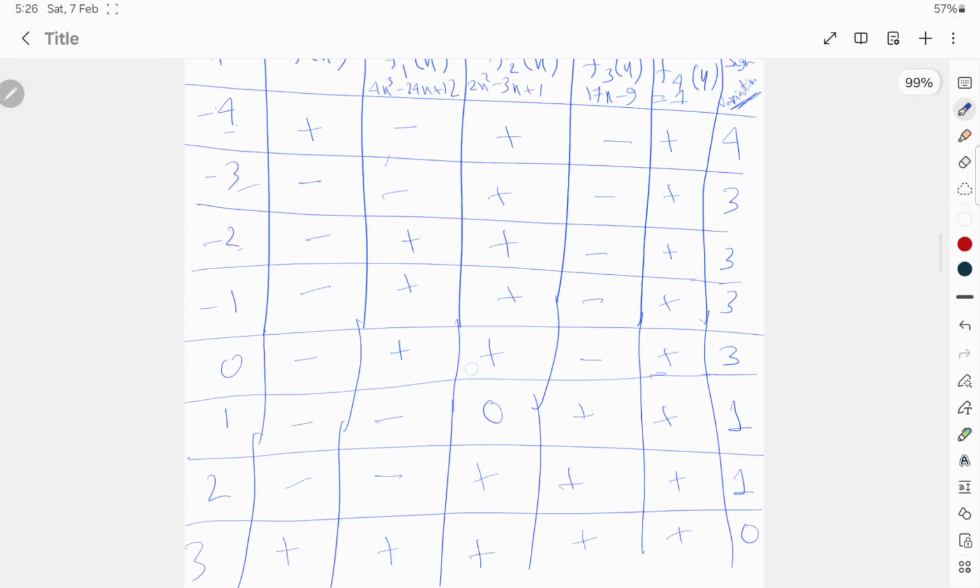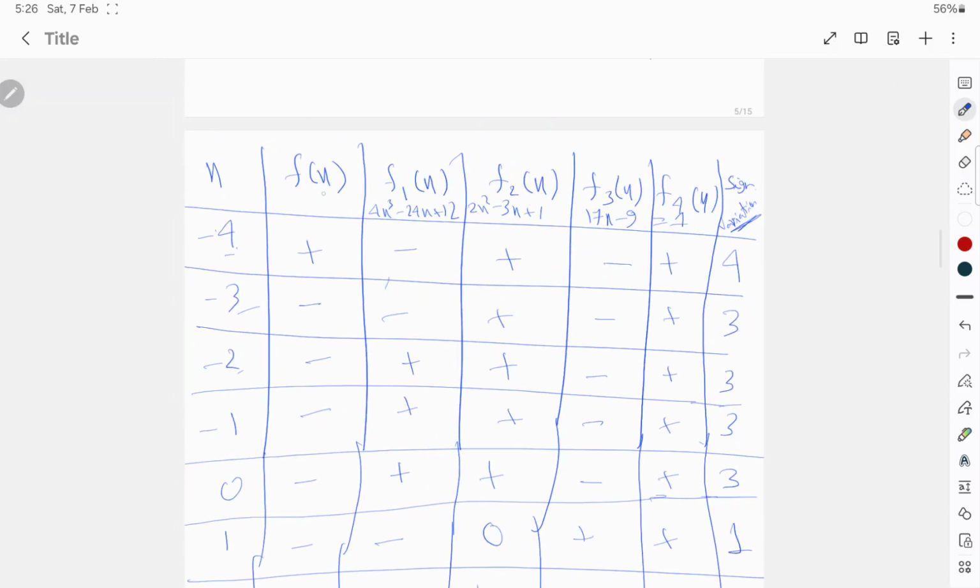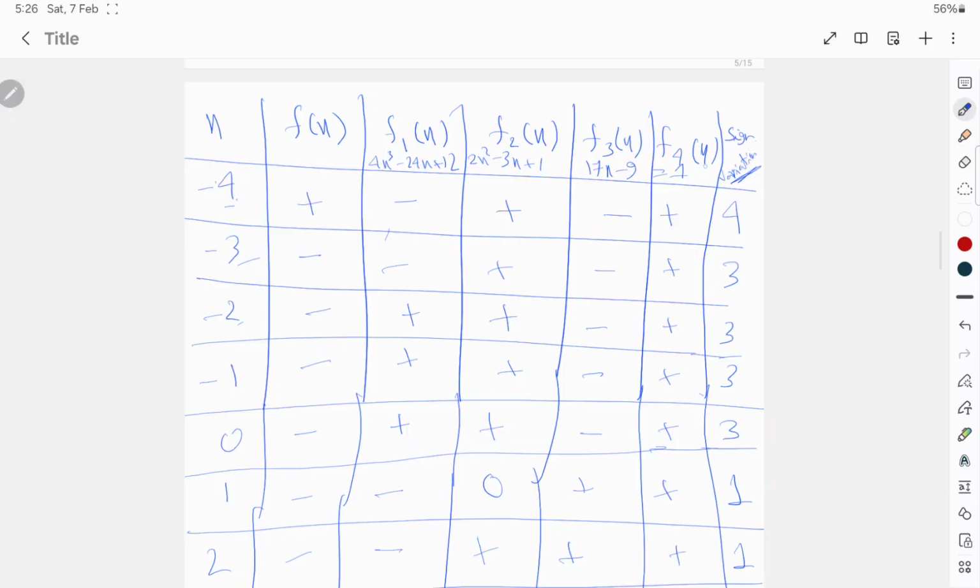For example, if I put f of -4 in that expression, you just put x equal to -4, then check the sign. If you are getting positive, write positive. If you are getting negative, write negative. Same thing for f1(-4), f2(-4). For example, f4(x) is 1, which is a constant, so it is always positive. That's why in that whole column it is positive everywhere. In this way you make this table.